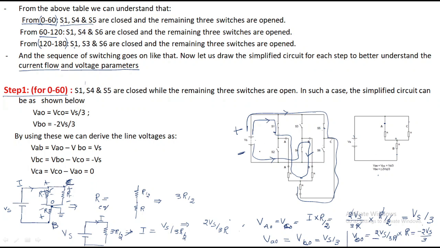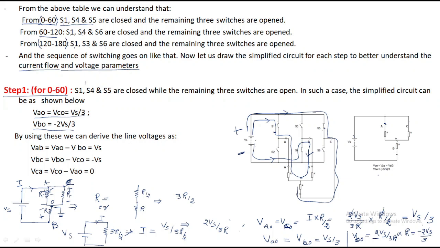Which currents flow in the negative direction? B will get the negative direction current, it will go to the lower side. Which segments have a positive current, those go to the upper side. So by that you will get VA0 and VC0 equal to Vs by 3, VB0 equal to minus 2 Vs by 3. So upper values are plus Vs by 3, lower values are minus Vs by 3. And by using this we can find out the line voltage.